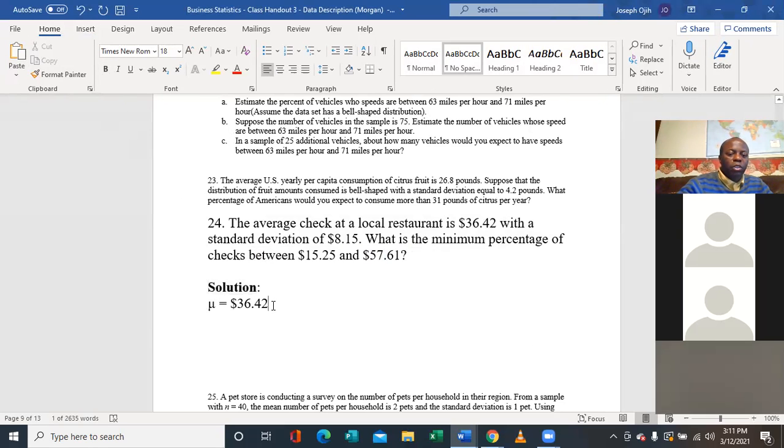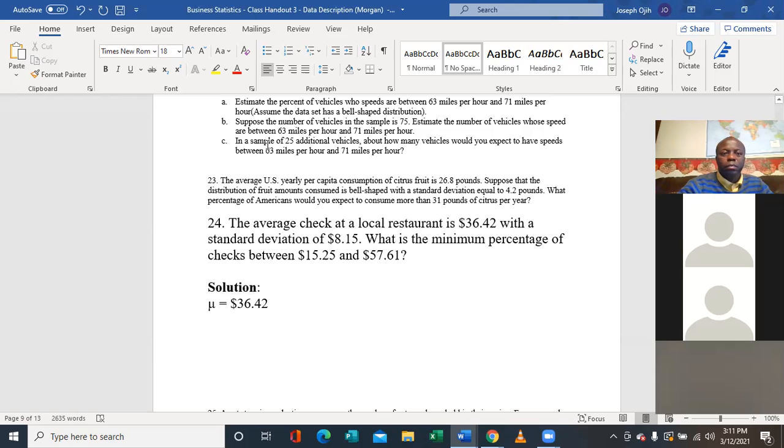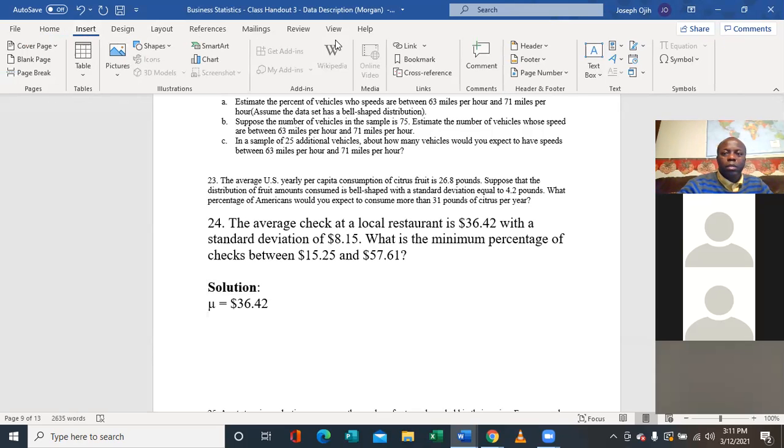And the standard deviation is equals $8.15. Now, you say what minimum percentage of the checks are between these two amounts?